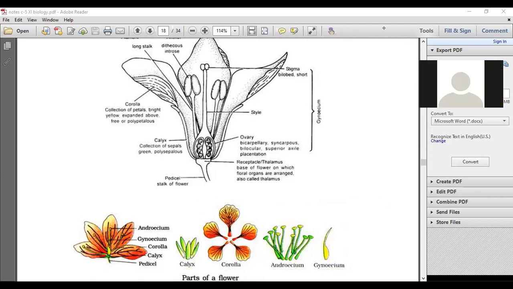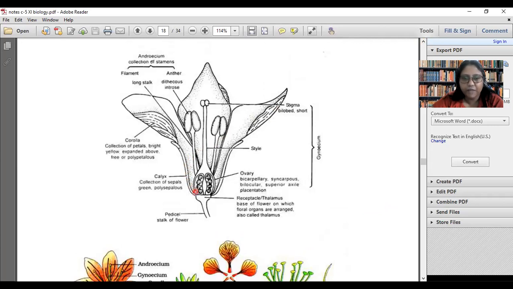Now let's have a look how they are arranged in a flower. Okay, if you attentively look into this flower, you can see one more part is there which is generally hidden by the sepals. Actually what happens is, sepal is responsible for covering this part like this. Sepals are generally present like this, so they are covering the part. This is a receptacle or a base on which all floral whorls of flowers are arranged. This receptacle is known as thalamus.